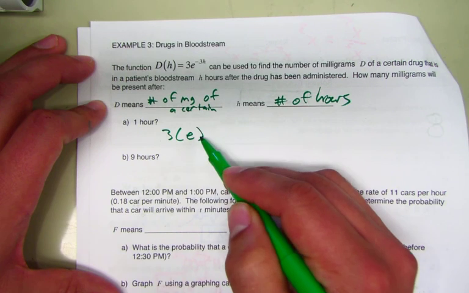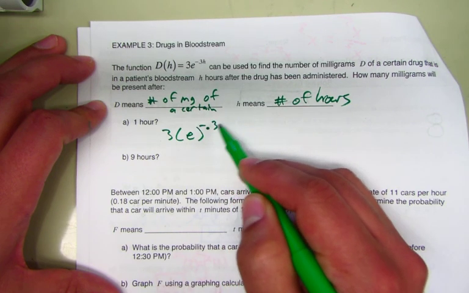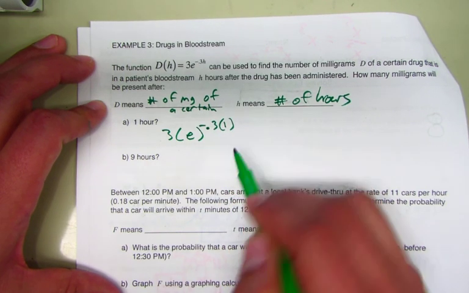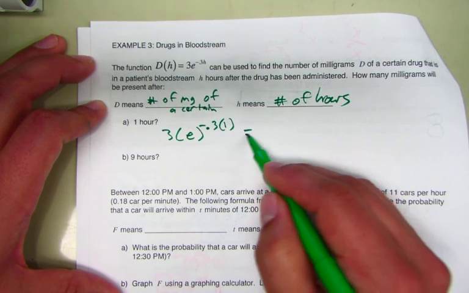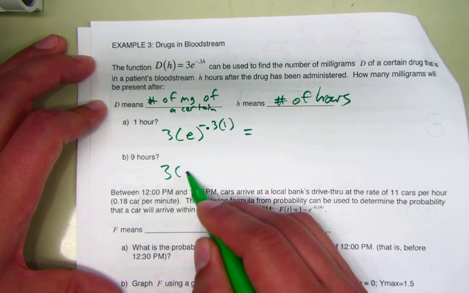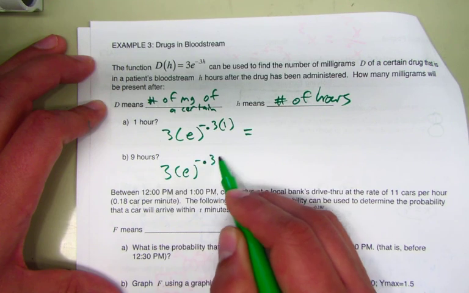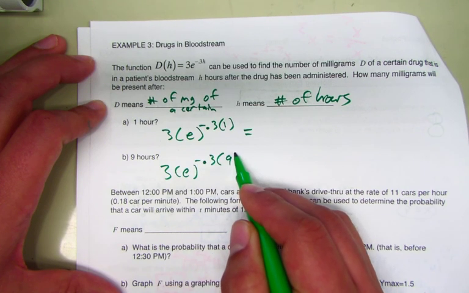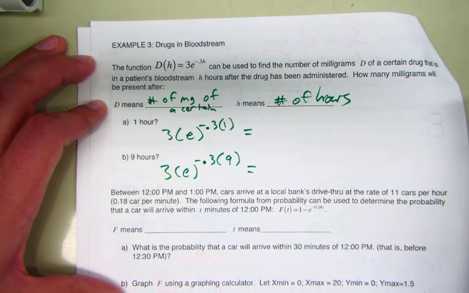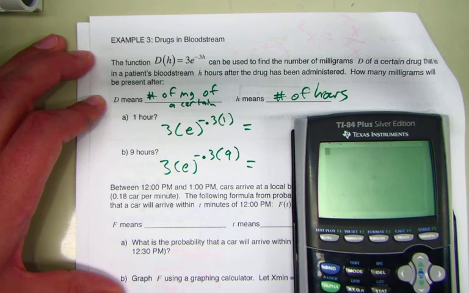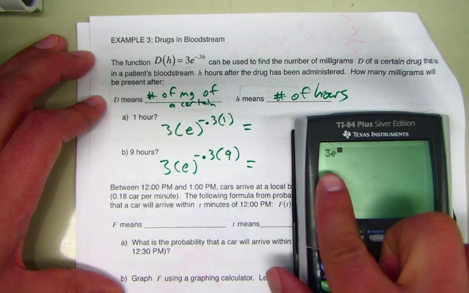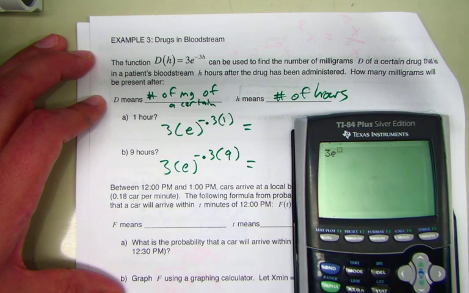E to the minus 0.3 times 1, okay? And this would be the same exact thing, but the only difference is instead of 1, we plug in 9, right? And so just to make sure you guys type these in correctly, again, E is either above the division button or above the natural log button. If you have that feature where your exponent is automatically raised up on your calculator, then you're good.